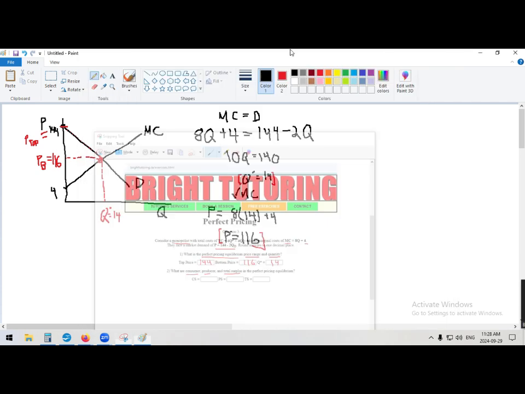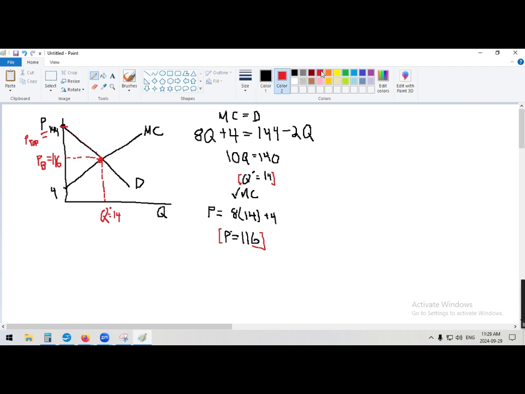Now based on that, we can figure out producer and consumer surplus, because basically the producer picks out all this area here through perfect price discrimination, and then they also have this area down here. So this is going to be all producer surplus, which means that consumer surplus is going to be 0. So they have to pay exactly what they're willing to pay.